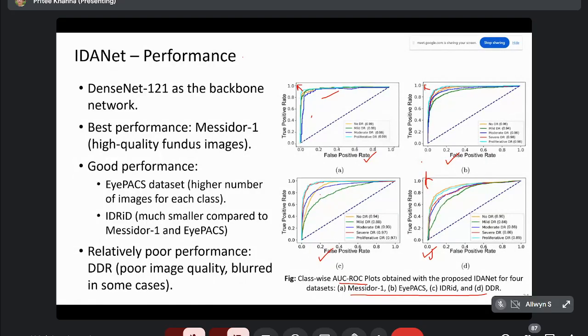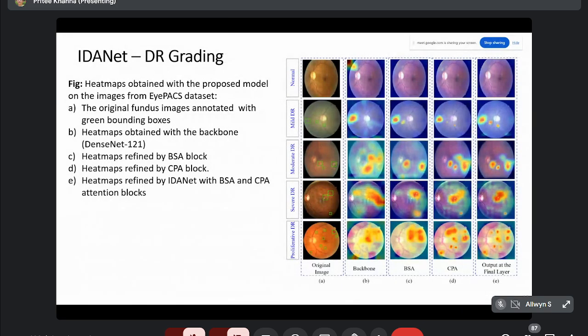Because in the DDR we have poor quality images, and many times the images are blurred also. So now this is the grading performance. Just pay attention here. These are the heat maps which we propose for the IDRiD dataset.